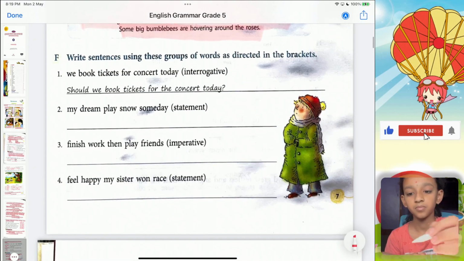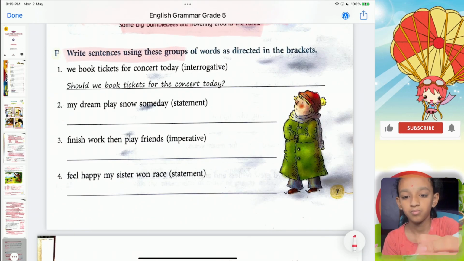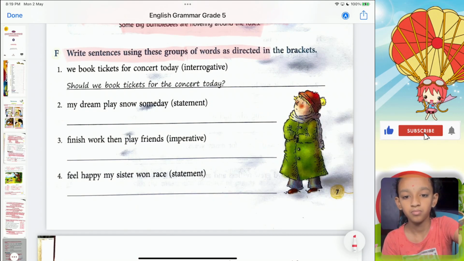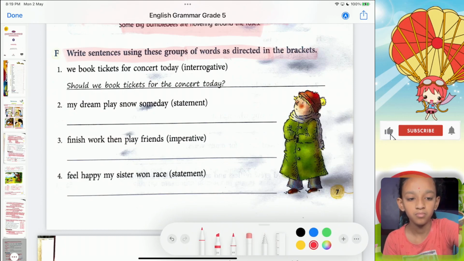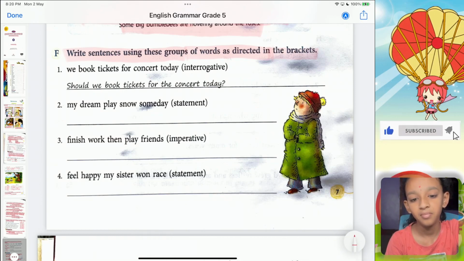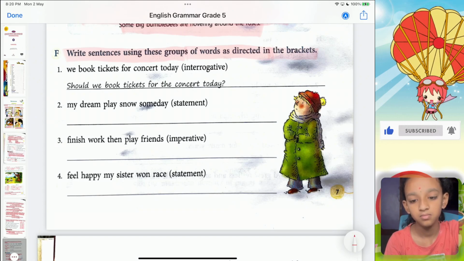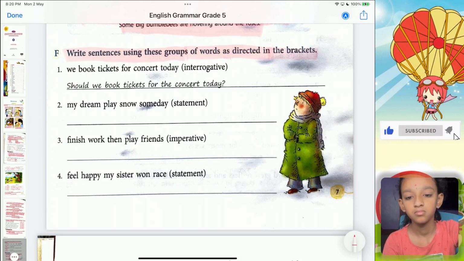Okay, now let's look at some exercises. Write sentences, use these groups of words as described in the brackets. Okay, so now we have a sentence, and it says we booked tickets for concert today. Now if you have to change it to an interrogative sentence, you would write should we book tickets for the concert today. Okay, so that's just an example.